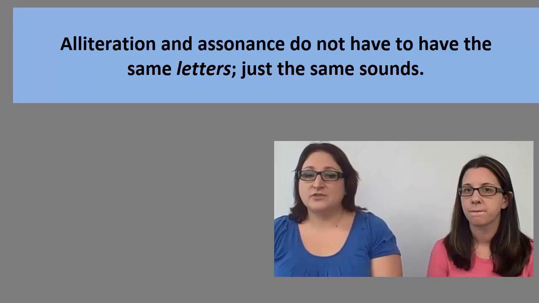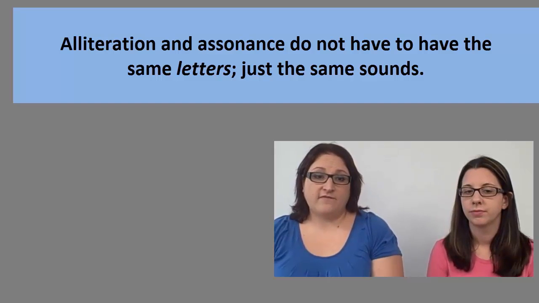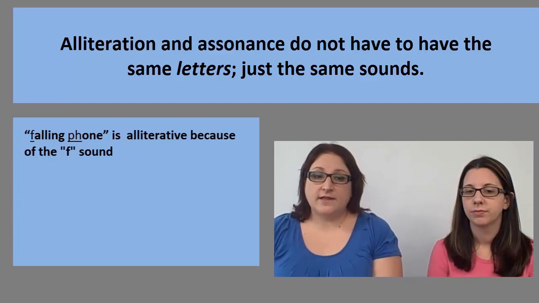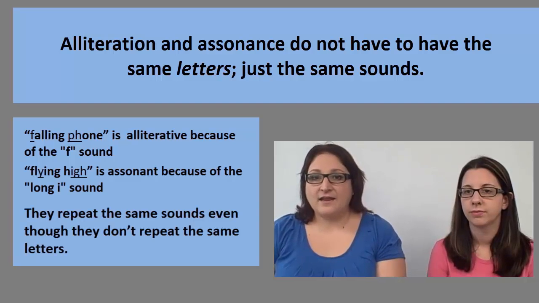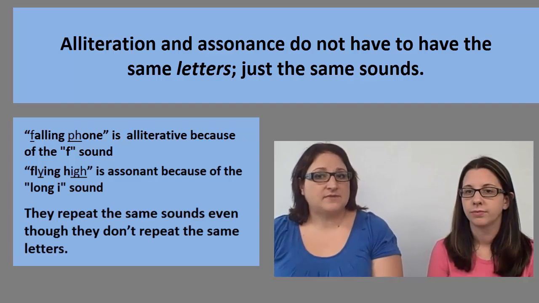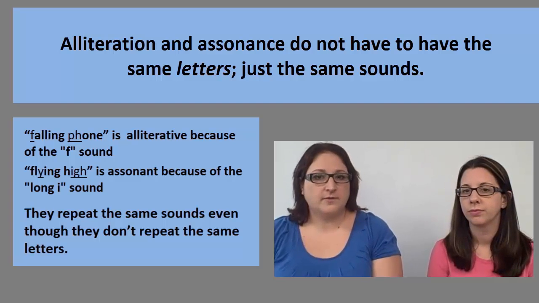Alliteration and assonance do not have to have the same letters, just the same sounds. For example, falling phone is alliterative with the F sound, and flying high is assonant because they repeat the same sounds even though they don't repeat the same letters.